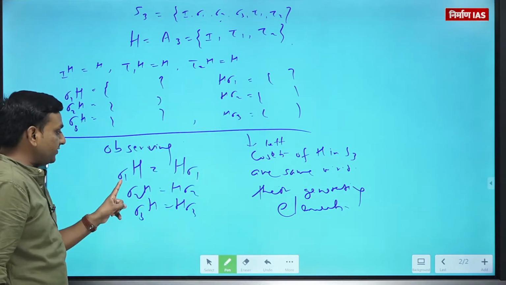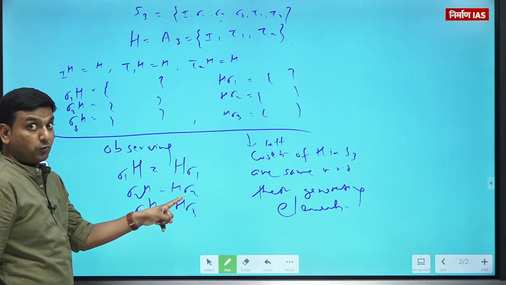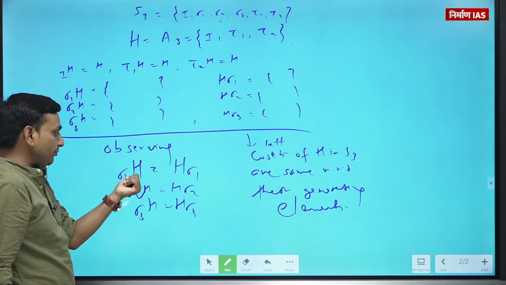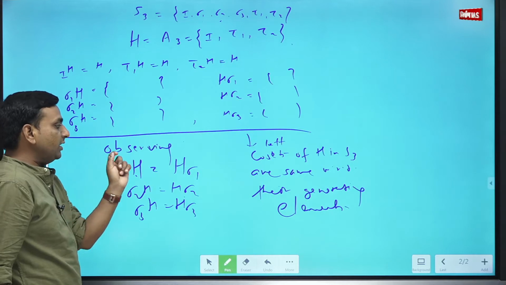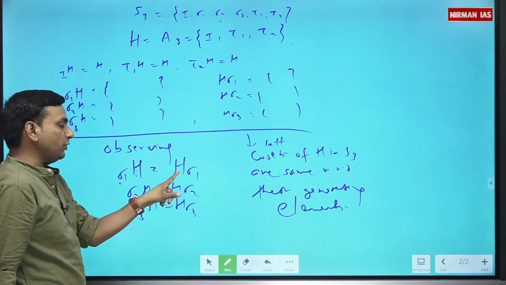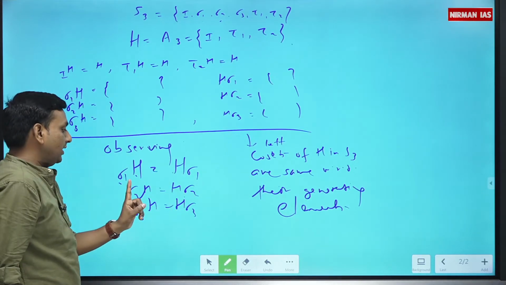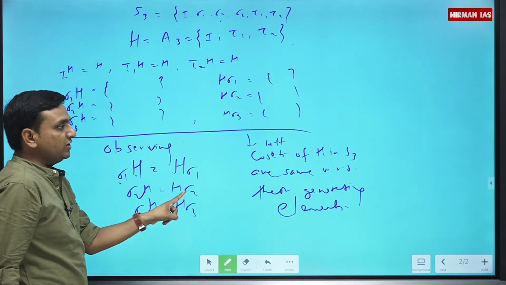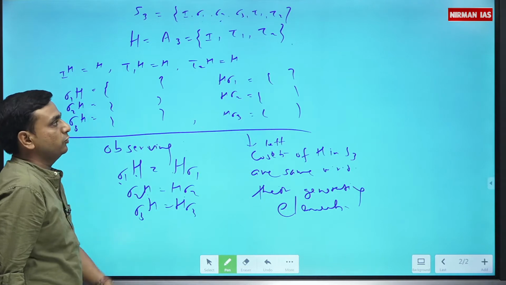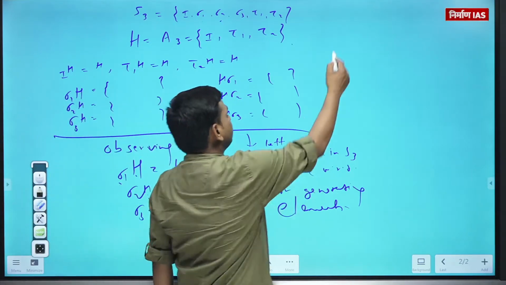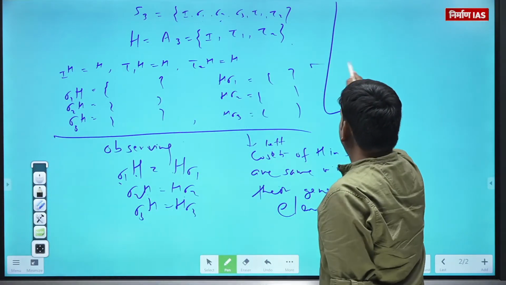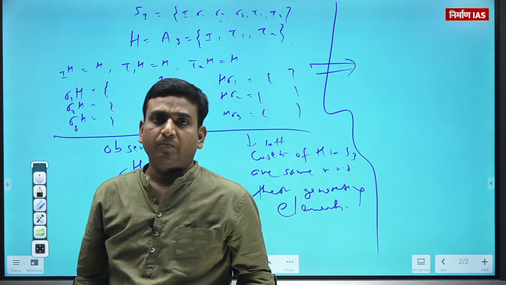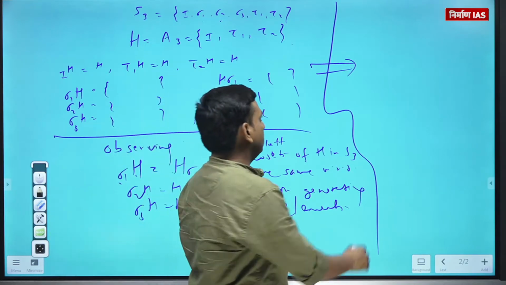Don't think that sigma 1 H will be the same as H sigma 2. No, this is not the meaning. The meaning is the left coset of H by sigma 1 is the same as the right coset of H by sigma 1. The left coset of H by sigma 2 is the same as the right coset of H by sigma 2, and so on. And this forced us to think about a new concept. And that is called normal.